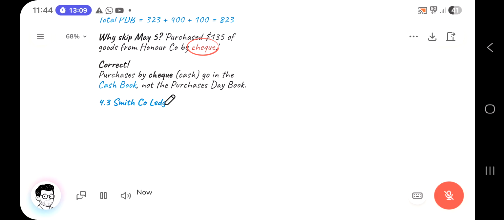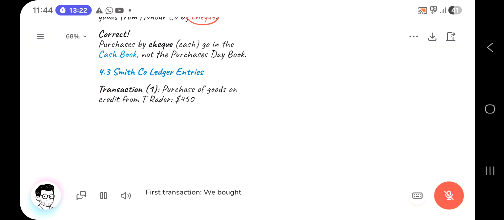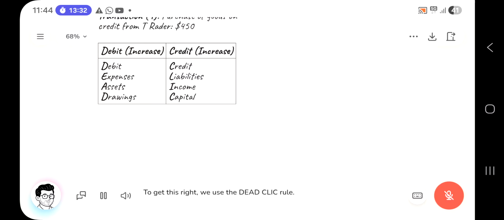Now let's switch gears to problem 4.3. This one is all about the ledger entries for two specific transactions. First transaction. We bought goods on credit from T-Rater for $450. To get this right, we use the debit-credit rule. Since a purchase is an expense, we increase it on the debit side. We owe T-Rater money, so our liability, trade payables, also increases.